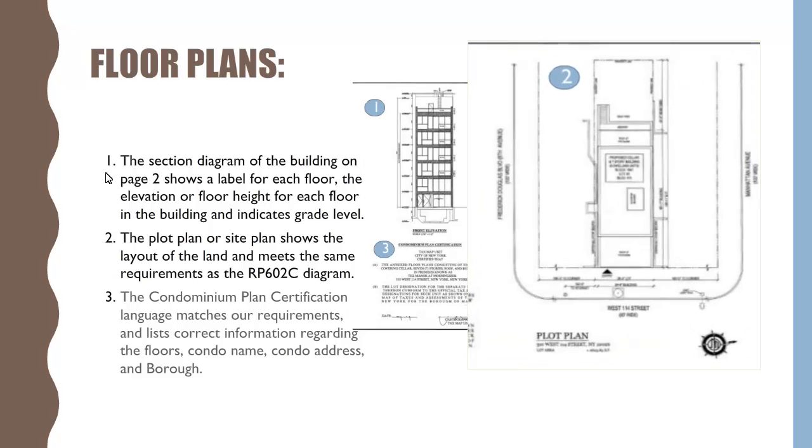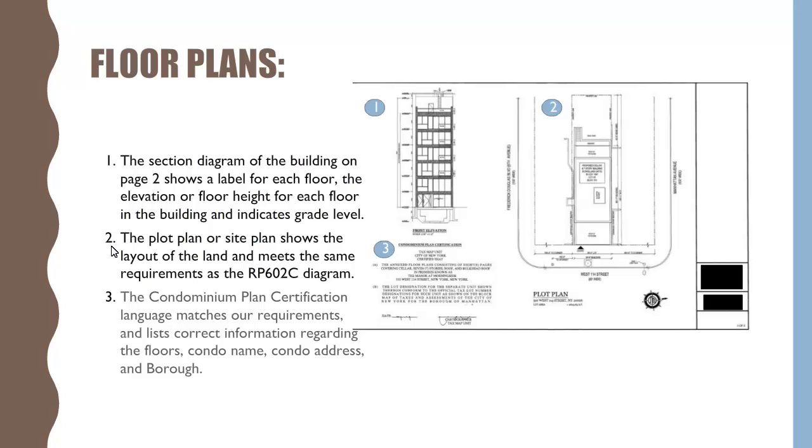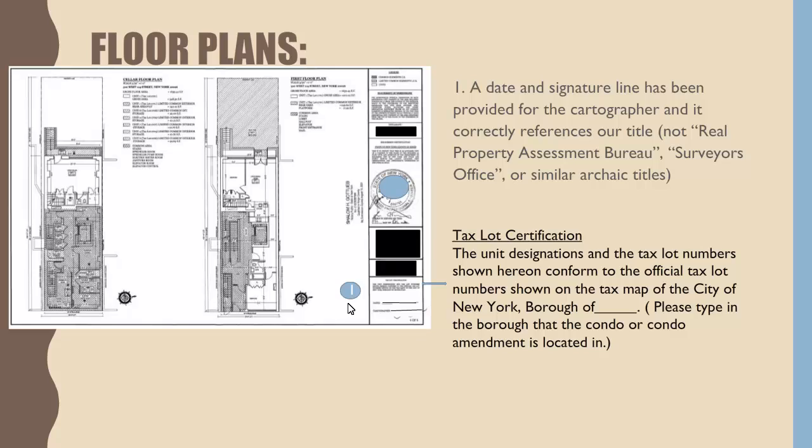Part 2. The plot plan or site plan shows the layout of the land and meets the same requirements as the RP 602C diagram. The condominium plan certification language matches our requirements and lists correct information regarding the floors, condo address and borough. A date and signature line has been provided for the cartographer and it correctly references the name of our unit, not the Real Property Assessment Bureau or Surveyor's Office or similar archaic titles.